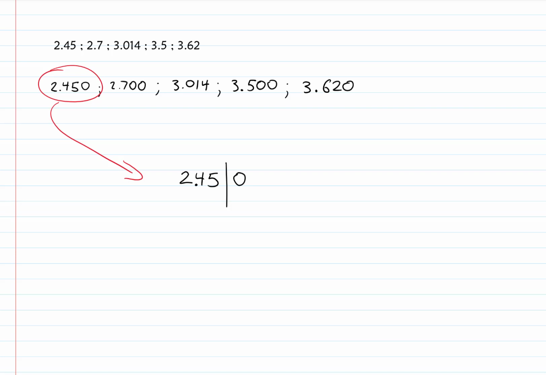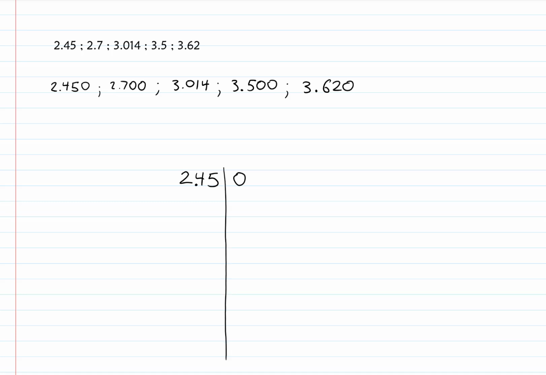What's the next one? The next one is 2.700, right? So what would the stem be? The stem would be 2.70, and then the leaf would be the second 0. What's that going to mean for the size of my plot? It's going to be a long ways before I get to the next one, right?